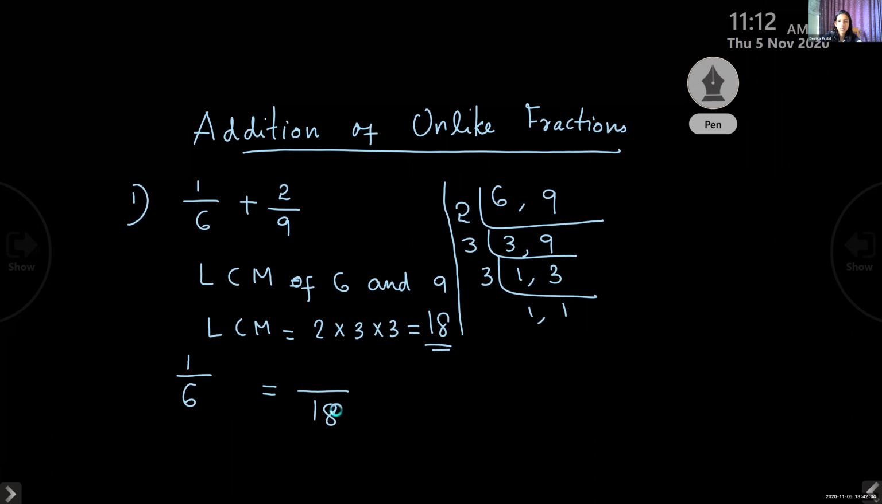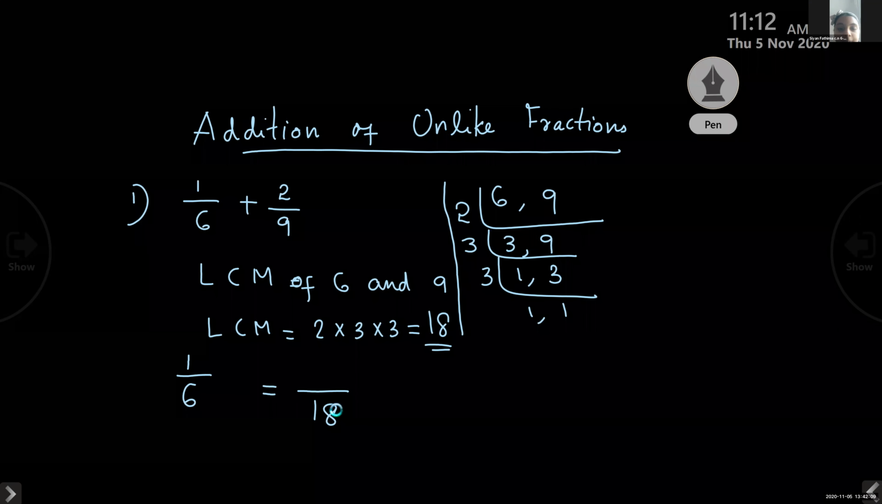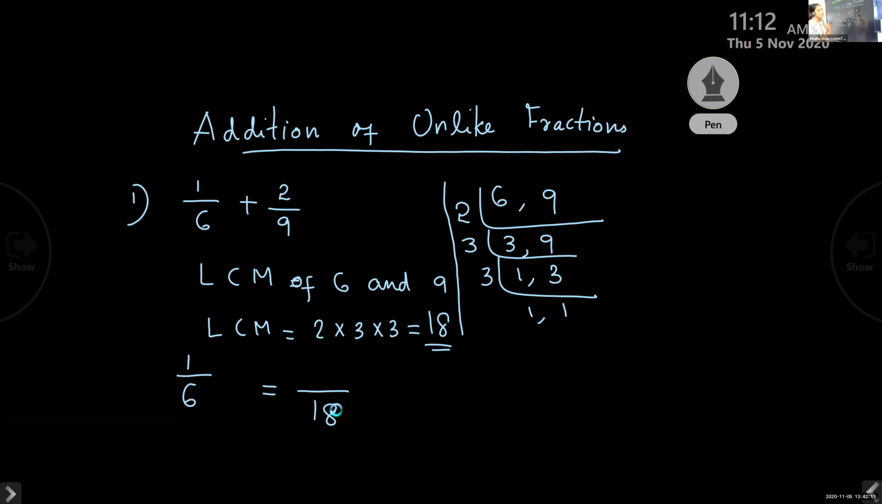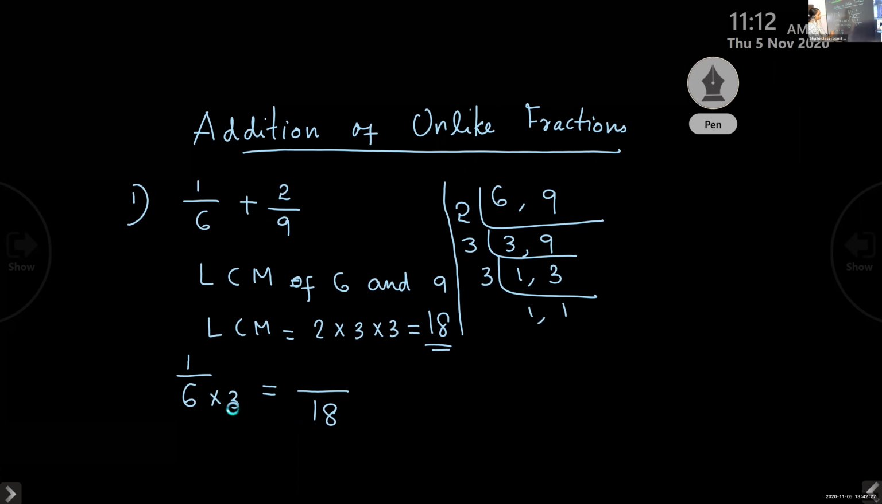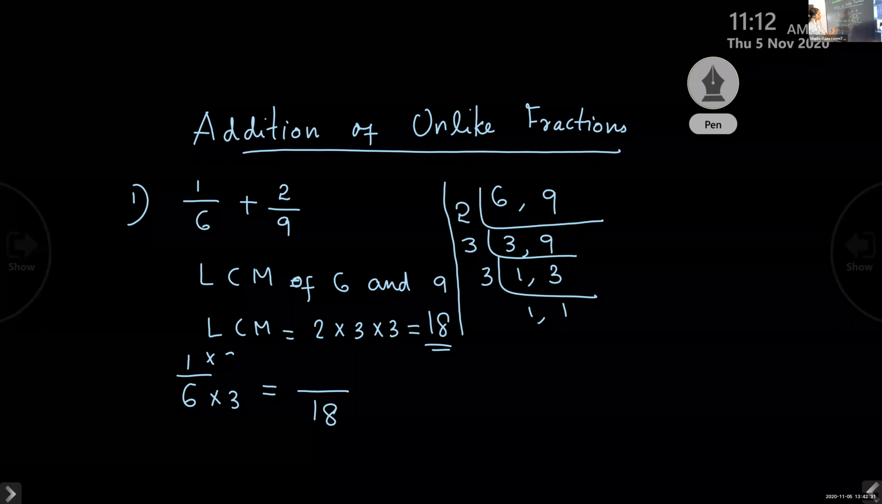How will you make 6 as 18? Which number will you multiply? 6 into 3. When you multiply 6 into 3, you will get 18. Clear? Yes, ma'am. So you are doing 1 into 3. Since it is a fraction, you should do the same process on the numerator also.